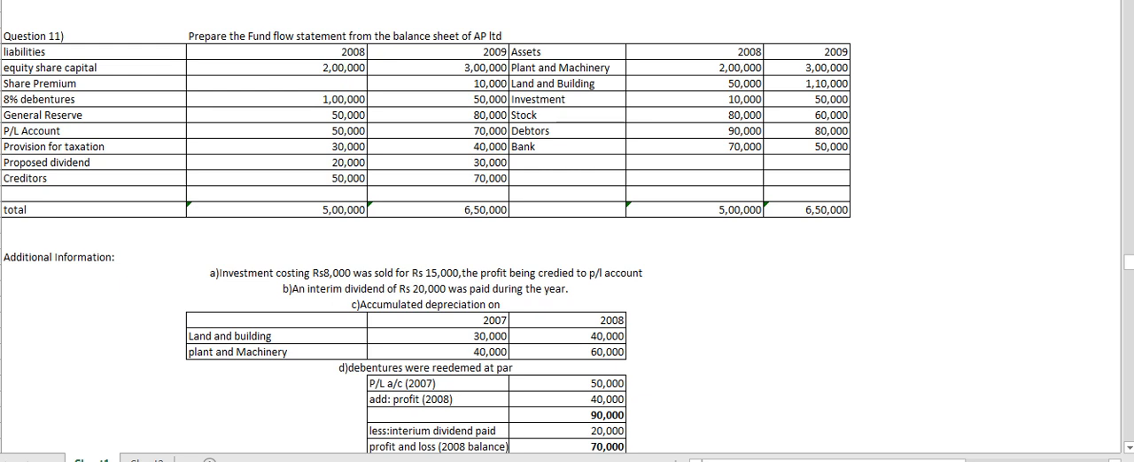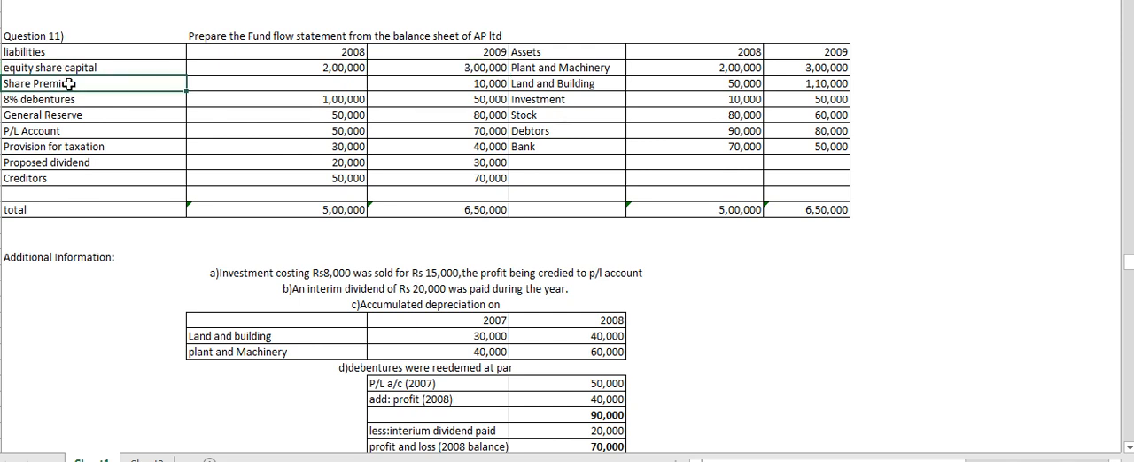So we are moving on to the next sum in this video, which is: prepare a fund flow statement from the balance sheet of AP Limited. Under that we have the equity share capital. The last date is 2008, you have 2 lakhs, and 2009 you have 3 lakhs. It is an increase, so we assume there is an issue of equity shares, which will go in your fund flow statement or the statement of sources and application of funds.